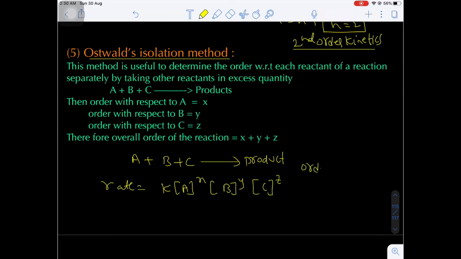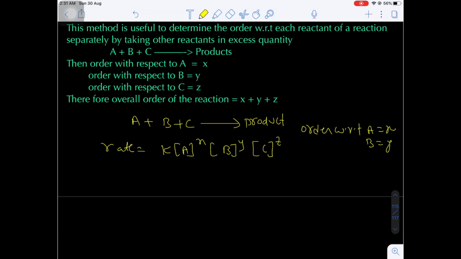Now what is the order with respect to A? X. With respect to B, Y. With respect to C, Z. Now we have to find the sum X plus Y plus Z, that is the overall order of the reaction. Now in this case what do we have to take? We have to take the remaining two reactants in excess quantity. Let B and C be in excess amount.